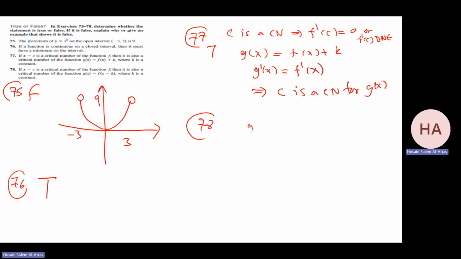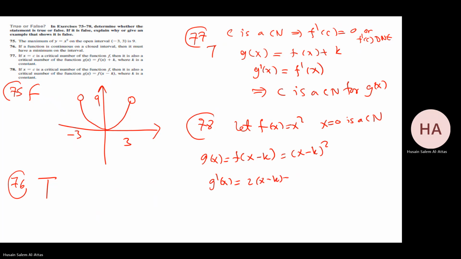78. g of x is f of x minus k. Let me do it by an example. Let f of x equal x squared, where I know that x equals 0 is a critical number. Very clear. Now take g of x, f of x minus k, that will be x minus k squared. So what's the critical number in this case? If you take g prime, I'm getting x equal k as the critical number. So this statement is false. The previous one is true. Yeah, I think I will stop now.